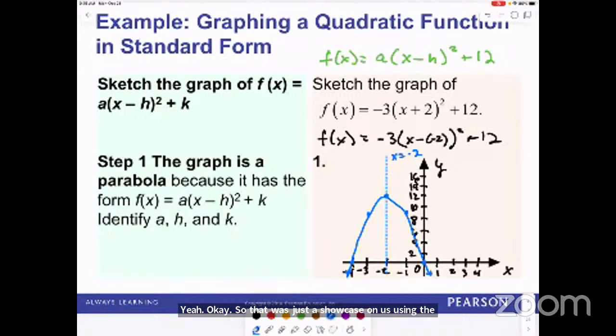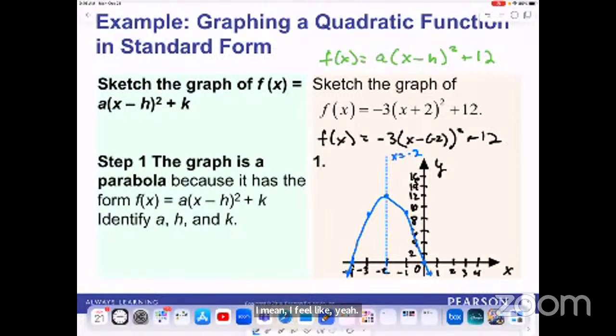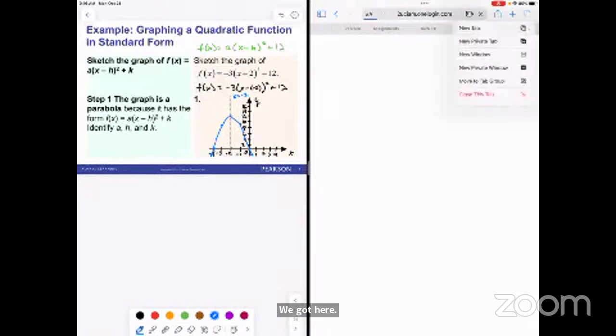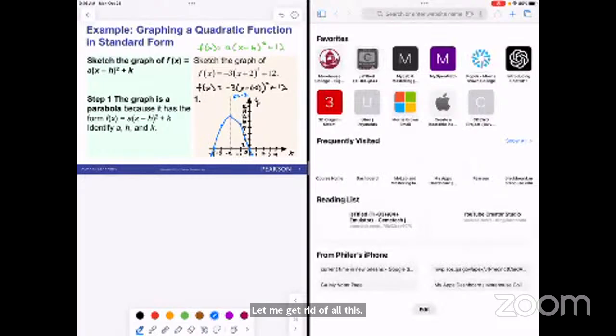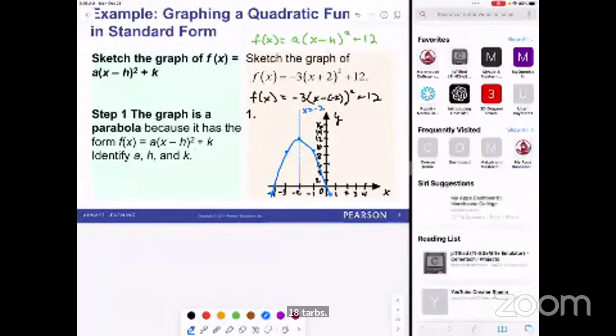I kind of want to do a showcase. I mean, I feel like, yeah. I want to do a showcase. Let's do a showcase. So let's see what we got here. Come on. Let me get rid of all this stuff. I don't need all this stuff. 18 tabs. Okay, let's start off with this guy.